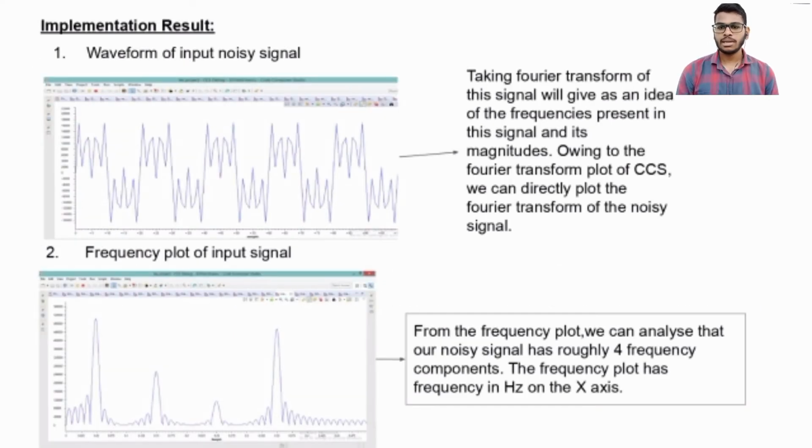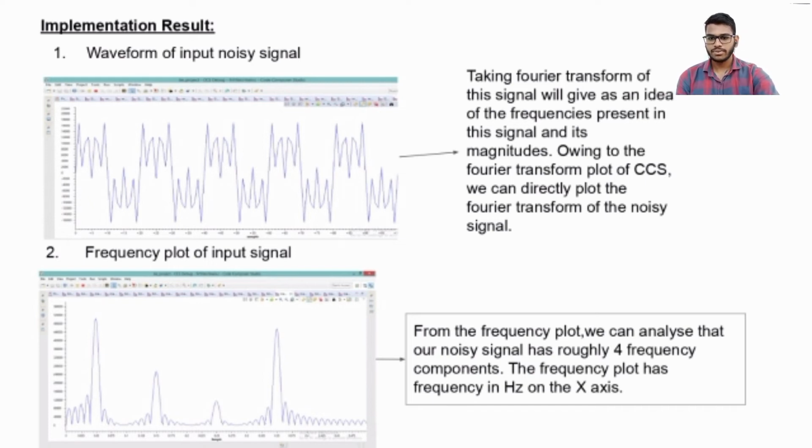These are our implementation results. The first is waveform of input noisy signal. Taking Fourier transform of this signal will give us an idea of frequency present in this signal and its magnitude. Using the Fourier transform plot of CCS, we can directly plot the Fourier transform of noisy signal.